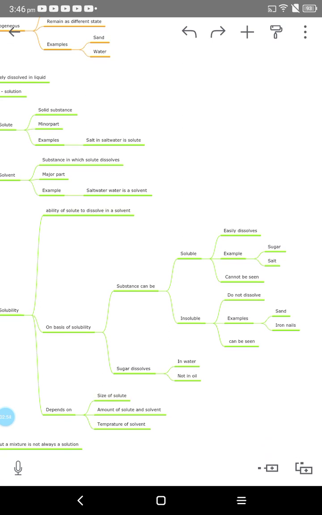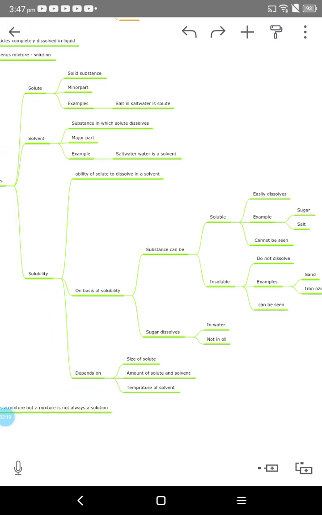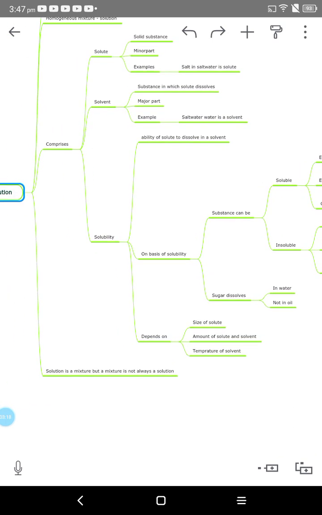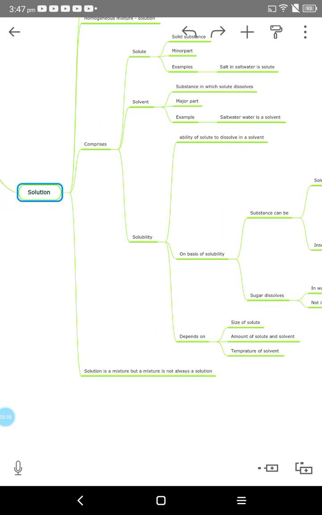Some solutes dissolve in a certain solvent. Example: sugar dissolves in water and not in oil. Solubility depends on the size of solute, the amount of solute and solvent, and the temperature of the solvent. A solution is a mixture, but a mixture is not always a solution.